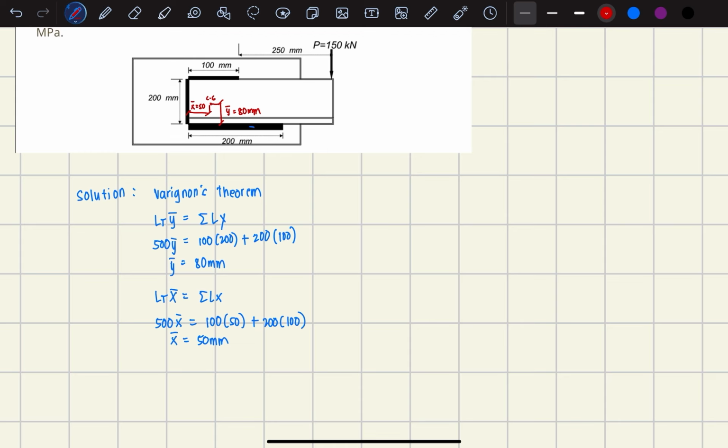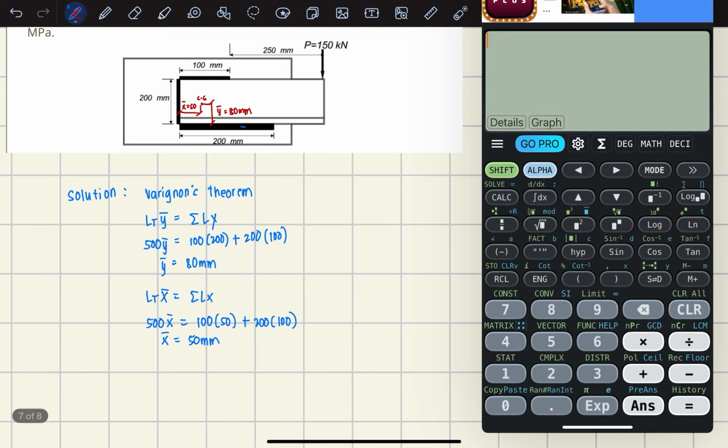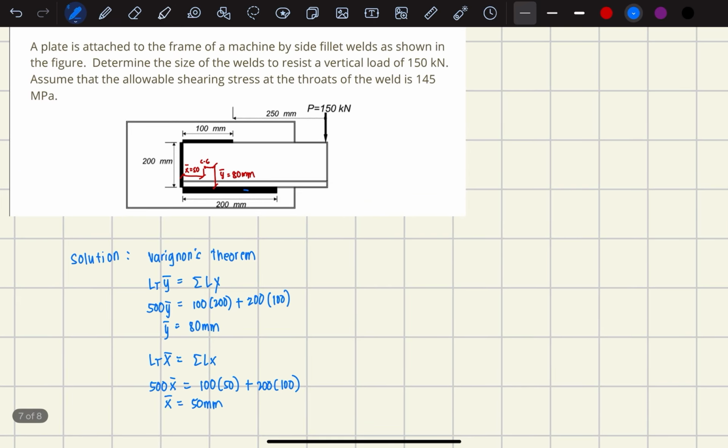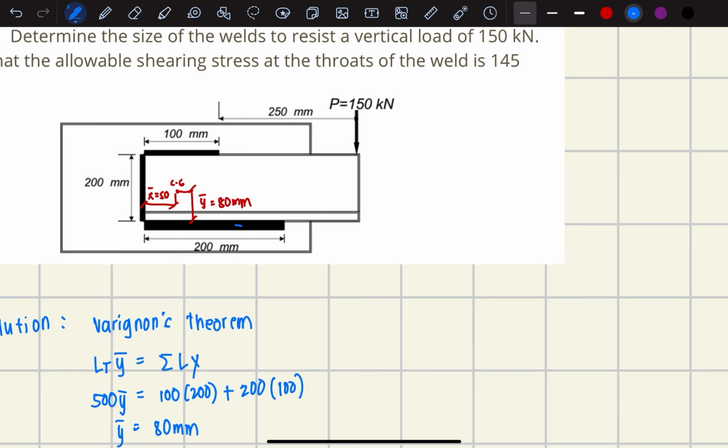Since alam na natin yung centroid, malolocate na natin yung eccentric distance ng load P. So, ibig sabihin class ng eccentric distance or eccentricity, siya yung distance between the load and the centroid. So, yung 250 niyan, mag-add pa tayo dyan ng 50 para dun sa eccentricity. So, mag-equate siya sa 300 mm yung eccentric distance natin.